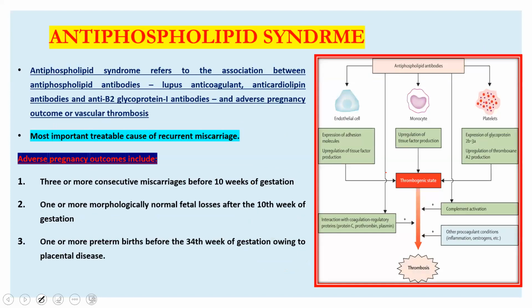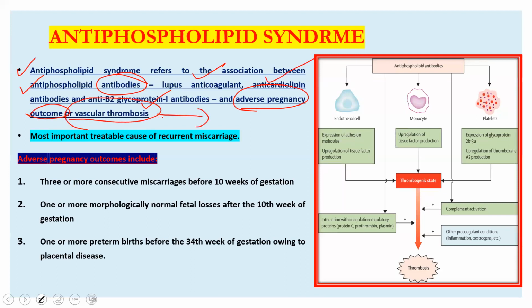Okay, so this is what I want all of you guys to focus on: antiphospholipid antibody syndrome. First of all we need to understand the pathophysiology. APLS refers to the association between antiphospholipid antibodies, because we are talking about antibodies: lupus anticoagulant, anticardiolipin antibody, anti-beta 2 glycoprotein 1 antibody, and adverse pregnancy outcome and vascular thrombosis.